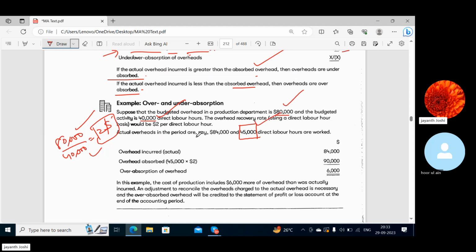So what we incurred is 84,000. That is an absolutely understood fact. And the activity we have to look at is how many hours the labor has actually worked: 45,000, and per hour we are paying $2, so 90,000. So this is more than this. That means we are showing more, we have charged more to cost of sales, that is over absorption of overhead, right? Have a look through this, and we'll move forward.